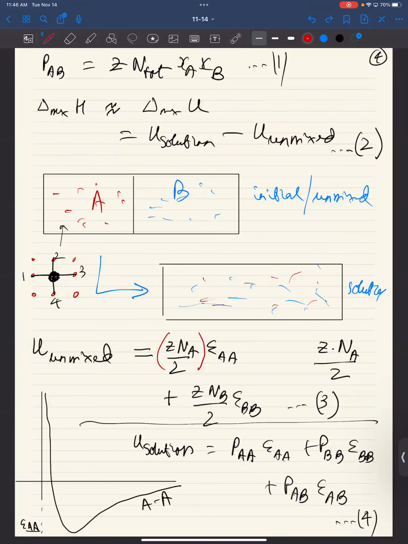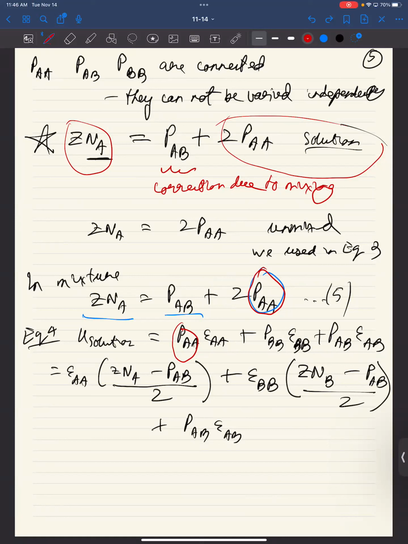Oh, in this case, P is not pressure, right? No. This is a number. It's bad notation. P has nothing to do with pressure. It is the number of AB pairs you have. Okay, PAB is the number of AB pairs, and we know PAB is equal to Z N total multiplied by XA XB. So what we have done now is to get rid of PAA and PBB and write it completely in terms of PAB.